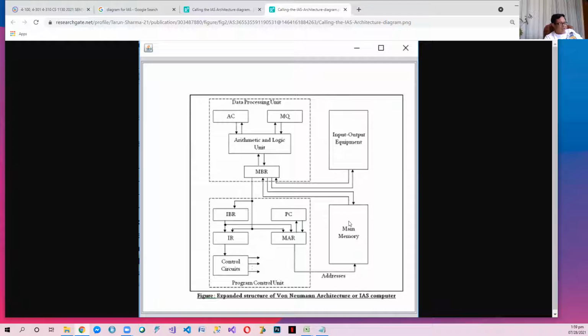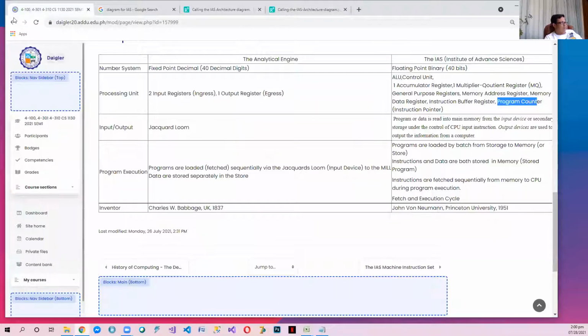Now take note, there's a connection between the main memory and the MBR. Because sometimes, when the value that is loaded from main memory is an instruction, the MBR is transferred to the instruction buffer register and later to the instruction register. Actually, you can look at this as one register only, an instruction register. This is called a pipeline. The simple design is just one register, which means the instruction goes into the instruction register. The instruction register contains the opcode.